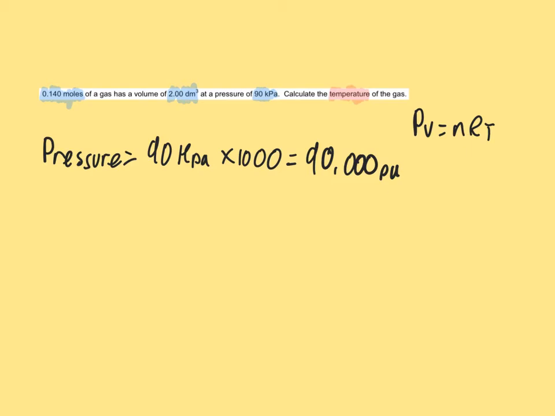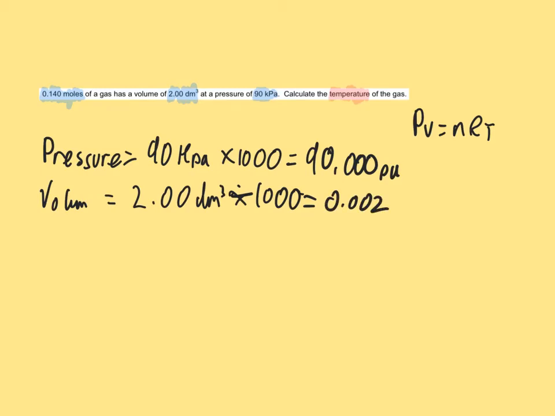Now we need to do the volume, which is 2.00 decimeters cubed, which we can't have, so we have to divide that by 1,000. Give me a second. I can do this in my head. I just want to make sure you know it's not actually shameful to do this on a calculator. Plus, I like to double check. 2 divided by 1,000 is 0.002 meters cubed.